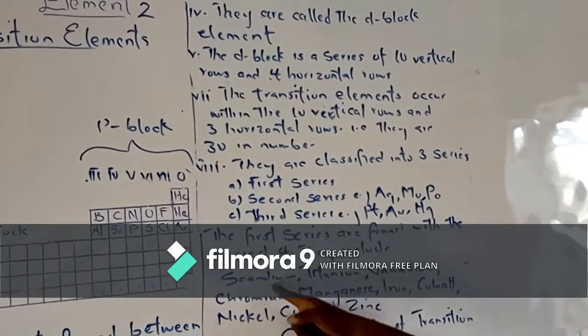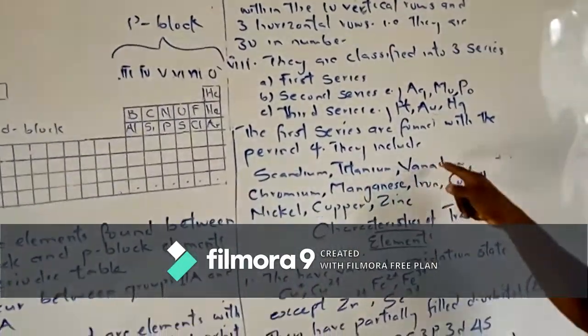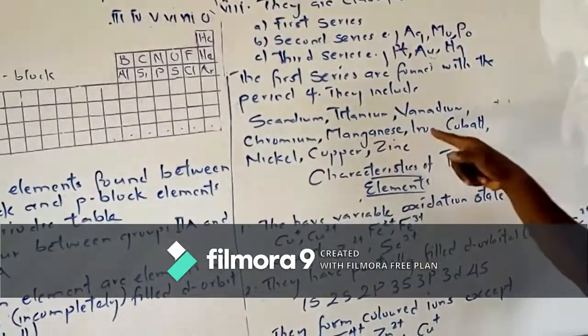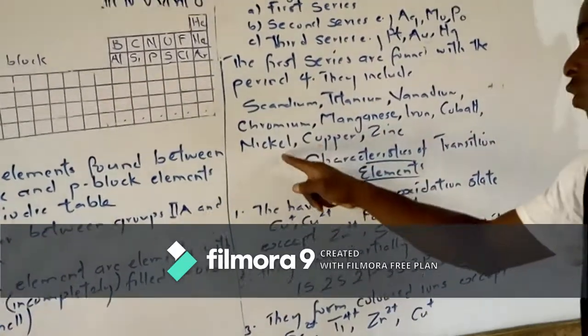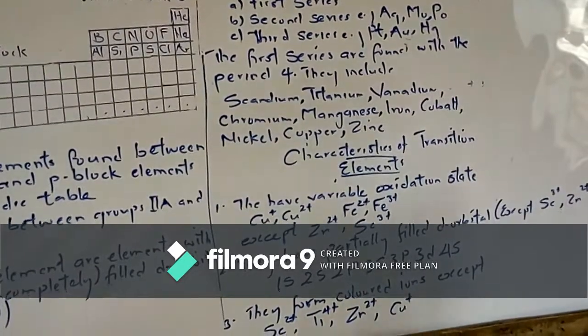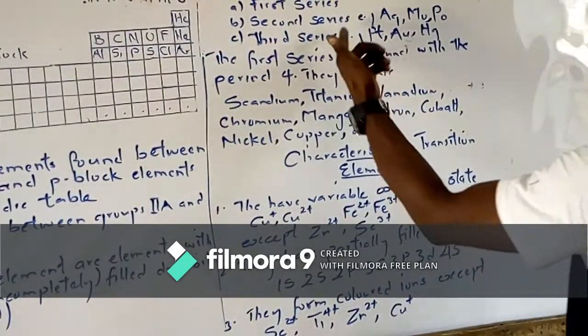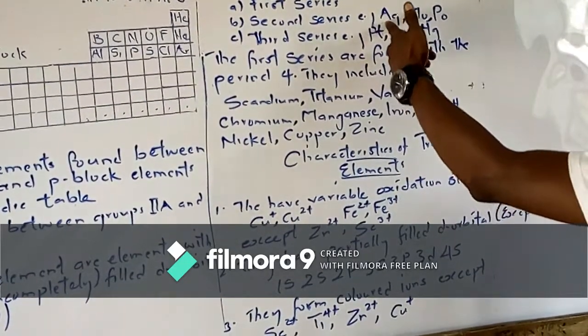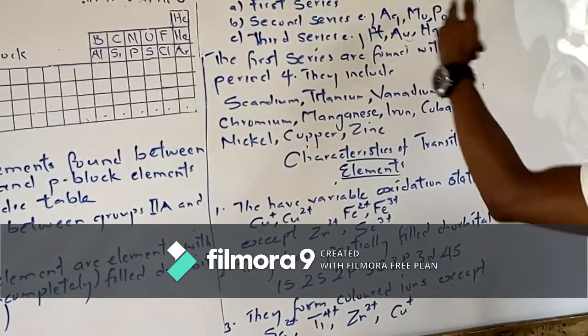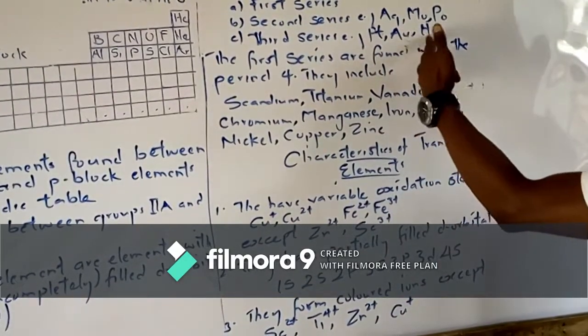The first series includes scandium, that's the first one, followed by titanium, vanadium, chromium, manganese, iron, cobalt, nickel, copper, zinc. These are the elements of the first series of transition elements. In the second series, you see elements like silver, molybdenum, and palladium. In the third series, we have elements like platinum, gold, and mercury.